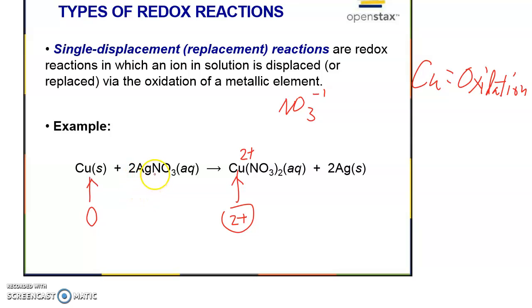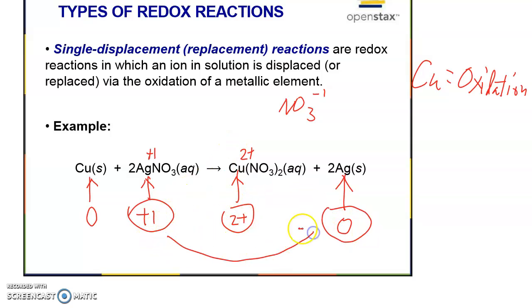Let's look at silver over here. Since the nitrate is -1 and therefore silver is +1. So silver over here is +1. And later on, when you see silver over here, it is in its elemental form and therefore over here it is 0. So coming from +1 to become 0, that means the oxidation number reduced. It decreased. When it decreased, silver is going through a reduction.